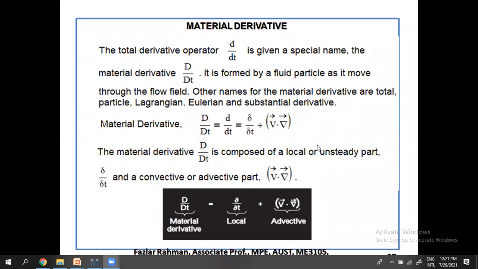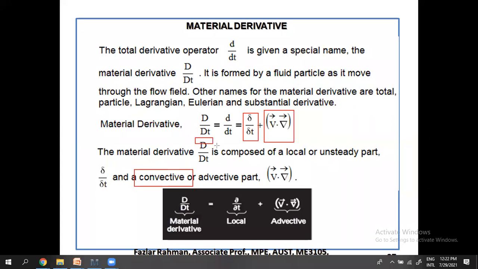Now, the material derivative. You just remember the material derivative has two parts. One is called the local part, del by del t. The other one is called the advective term, that means the divergence of a vector, or sometimes it is called the convective term.